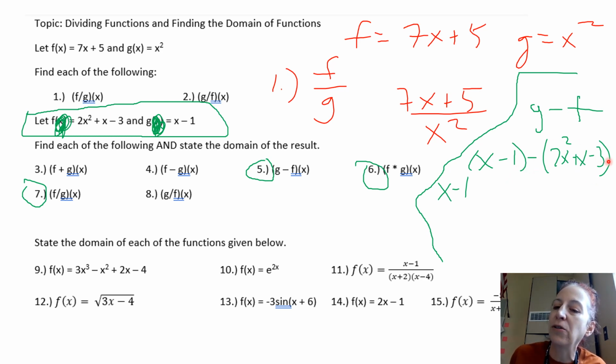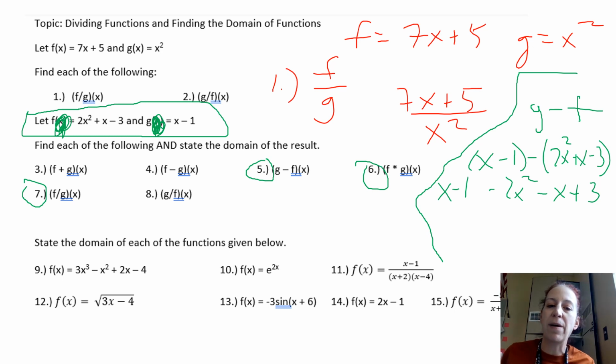And then for the last one, you're subtracting a -3. The 3 is already negative. So when you subtract a negative, that is the same as adding. So when I go to remove these parentheses, I end up with minus 2x squared minus x and then a plus 3.